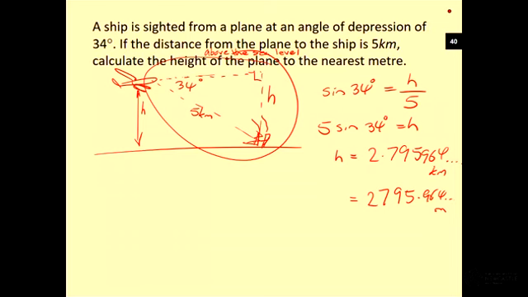So what is it to the nearest metre? Well, it's the 9 that makes the decision. Do I leave the 5 or take it up? Clearly I take it up. 2,796 metres. So the nearest metre is a technicality.